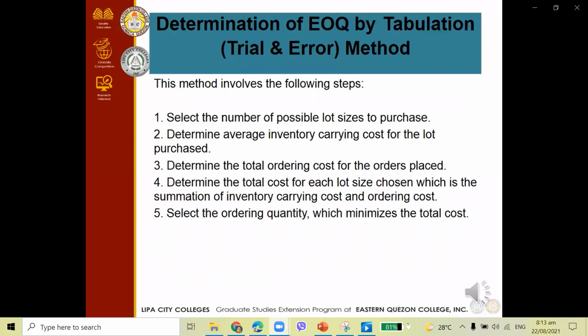There are 5 steps in determination of EOQ by tabulation or trial and error. First, select the number of possible lot sizes to purchase. Second, determine average inventory carrying cost for the lot purchased. Third, determine the total ordering cost for the orders placed. Fourth, determine the total cost for each lot size chosen, which is the summation of inventory carrying cost and ordering cost. And then fifth, select the ordering quantity, which minimizes the total cost.